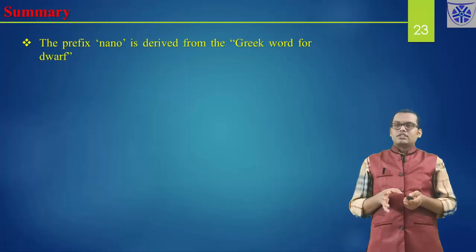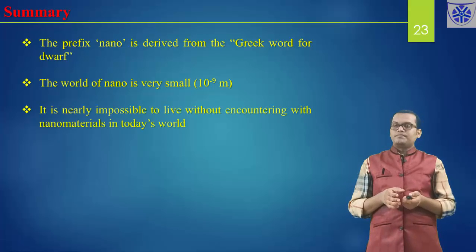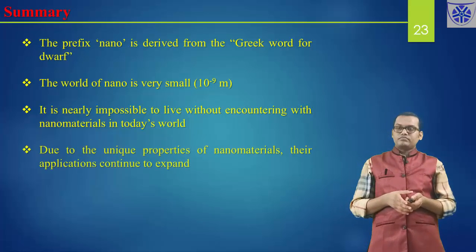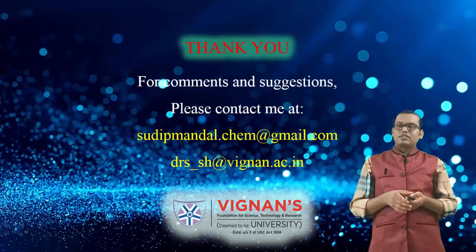So we have some basic idea of the nanoscale and nanomaterials. The prefix nano is derived from the Greek word for dwarf. The word nano means very small, which is 10 to the minus 9 meter. It is nearly impossible to live without encountering nanomaterials in today's world. And due to the unique properties of nanomaterials, the applications continue to expand. So that's what I told.